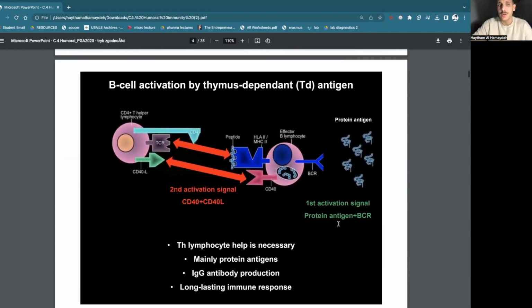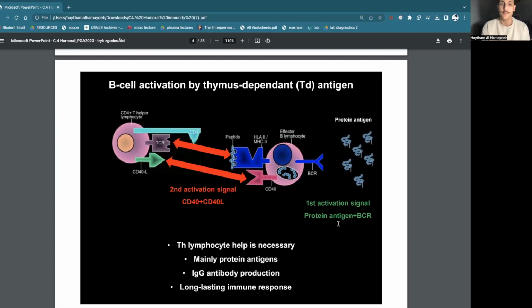But before that, let's talk about how we can activate cells of the adaptive immunity so that they are able to produce antibodies. That's the first part that we talked about related to humoral immunity. B cells can get activated in two ways: either with the help of T cells, or by themselves. The first part is B cell activation by the thymus-dependent antigen, and in this case, we're looking at a protein antigen.